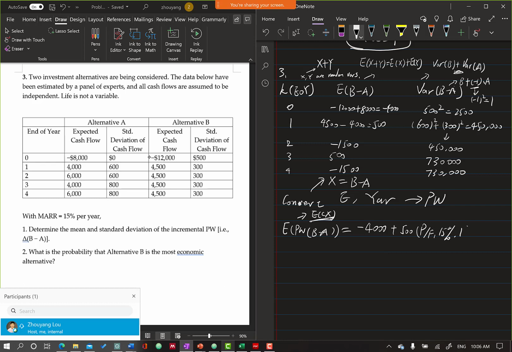year, minus 1500 p given f, 15% at 2 years. Since I'm just going to simplify that and take the same thing together, since the 4th year is minus 1500 as well, I will just add another factor here. There's a distribution rule, so p given f, hurdle rate, and 4 years.